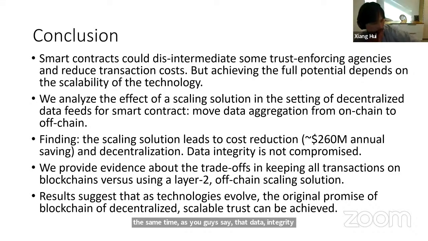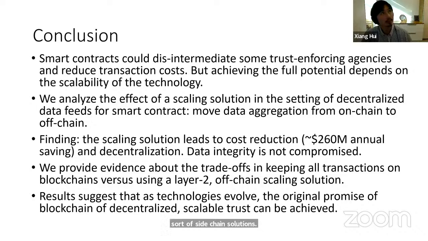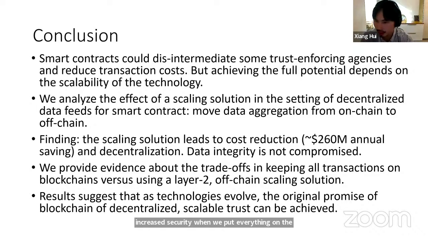Right. So here's the thing. What I was trying to say is that I'm not saying that an off-chain peer-to-peer network is better than doing things on-chain. In fact, the opposite is probably true. Doing everything on-chain is probably the safest way compared to any off-chain or side-chain solutions. I completely agree with that. The point we're trying to make is that we need to think about the trade-offs of that increased security when we put everything on the blockchain versus the $260 million that we are saving when we do some of the things off the blockchain, right?